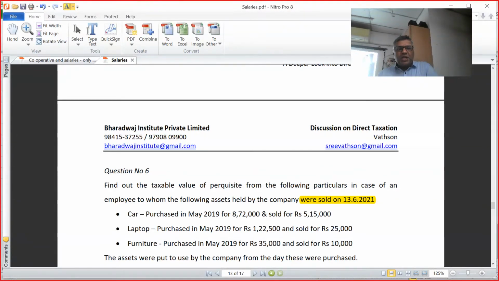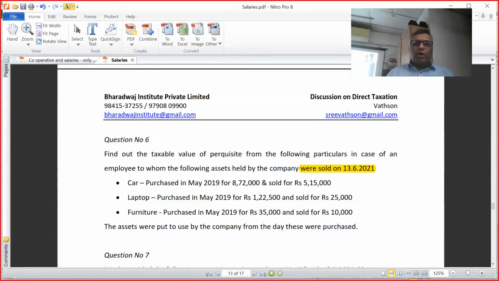Car purchased in May 19 for 872, given to employee for 515. Laptop purchased for 122,500, given to employee for 25,000. Furniture purchased for 35,000, given to employee for 10,000. Okay.